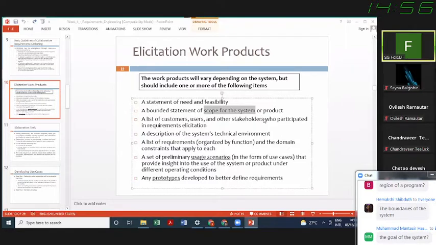A number of interesting answers we have here. For example, the goal of the system. Yes, it's the goal of the system. So what we're going to develop, the boundaries. It's more like the functionalities that you're going to concentrate on. Okay, the scope, the range, extent. Okay for everyone?